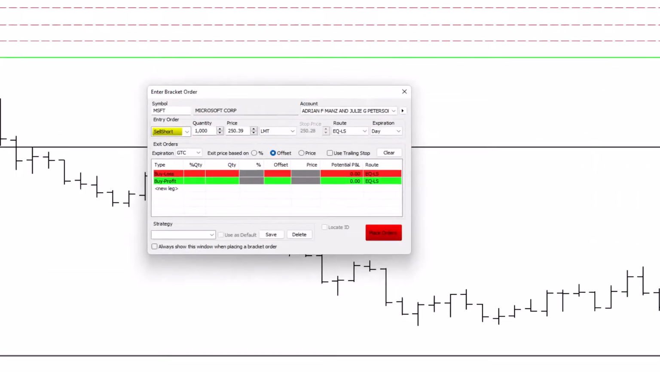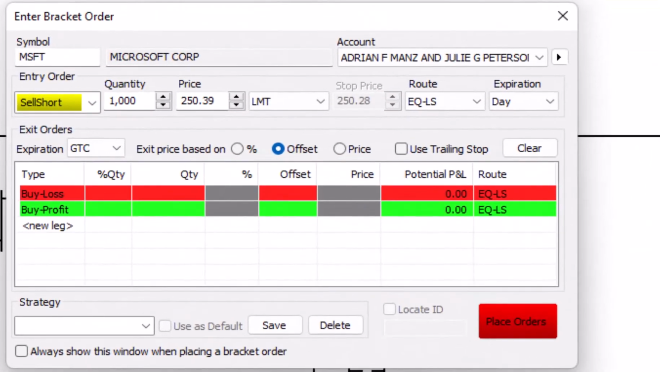So here's your bracket order dialog box. The first thing that I did was change this from limit to stop limit. And then you want to put your stop price in here at 258.18. The limit price is the worst price you're willing to accept. You want to make sure that you're selling it short. You don't want this to be a good till cancel order. You want it to be a day order. I'm going to exit 100% of this position for either a loss or a profit.